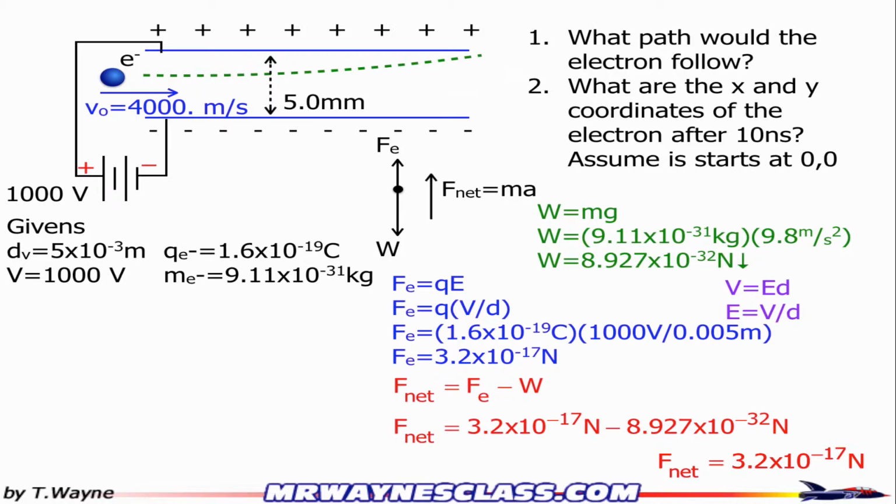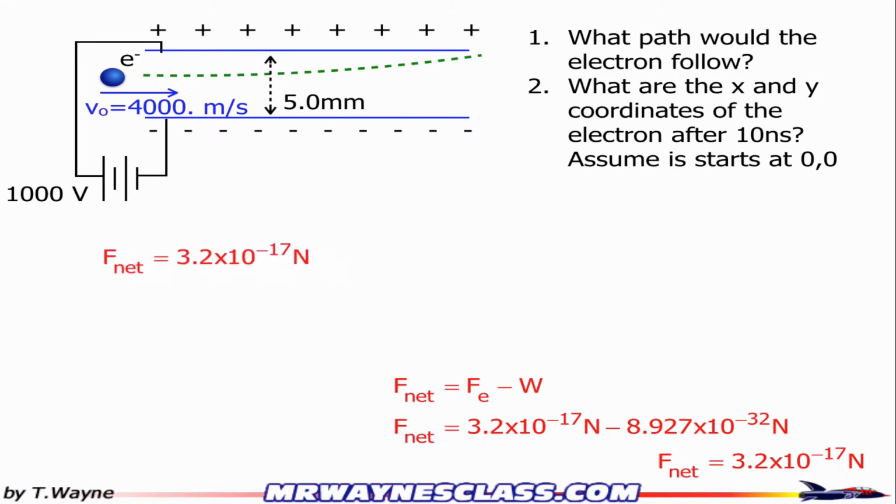So a negative net force would have been a downward curve, a net force of 0 would have been horizontal, but this is positive, so it's going to curve the particle upwards. So that's problem number 1. Question number 2.